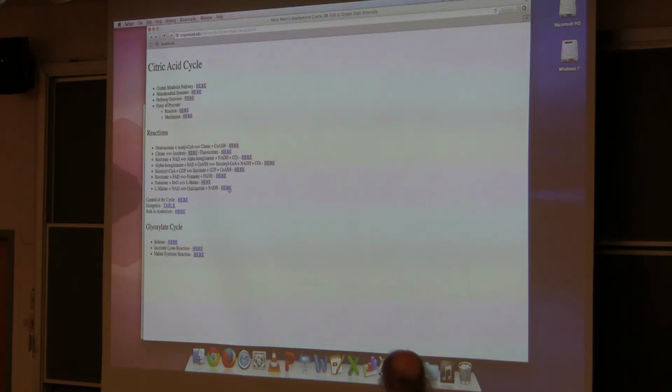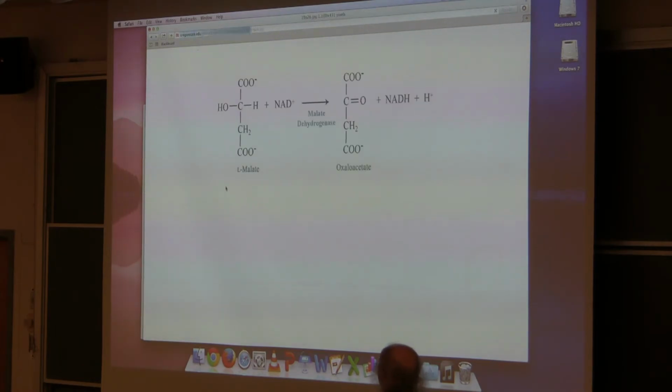Now, the next reaction is, I think, one of the oddest reactions of the citric acid cycle. And I'll tell you why in a second. But this reaction converts L-malate into oxaloacetate. It's catalyzed by an enzyme known as malate dehydrogenase, or malate DH. In this reaction, we're seeing the alcohol on position 2 being oxidized to a ketone.